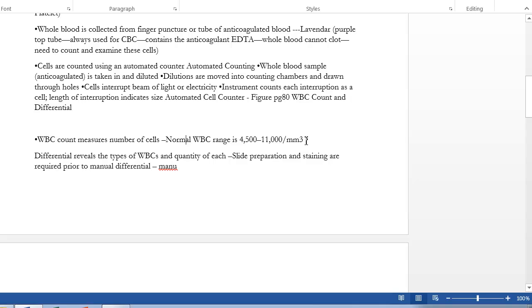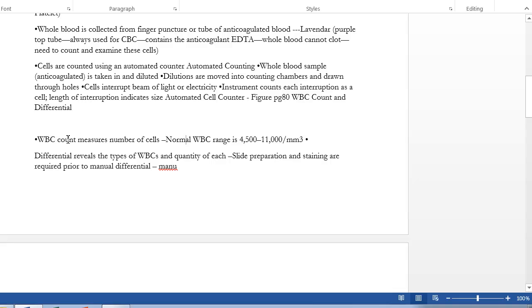So what does that mean to you? Well, in everyday language, if you think about a teaspoon, the average teaspoon is about 5 cubic millimeters. So let's just take a round number in between here. Let's just say 10,000 per cubic millimeter. So the average teaspoon would contain on the average about 50,000 white blood cells per teaspoon. So to put that in an everyday perspective.